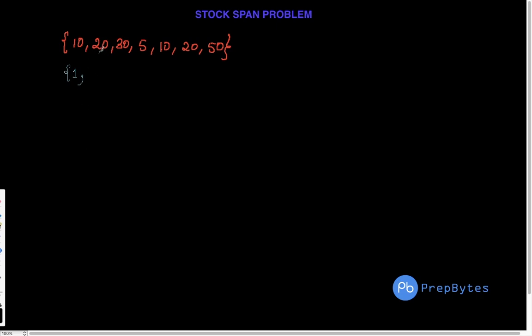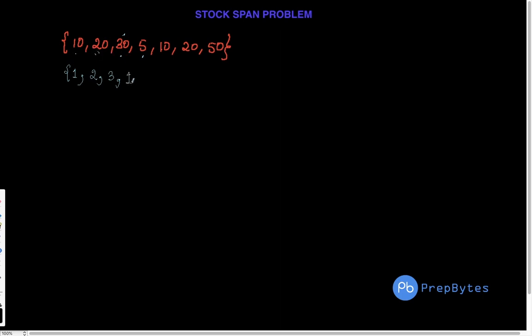So from 20 I'll go to 10. I'll check, obviously 10 is less than 20, so I'll make the span 2. Okay, so I come here, I check this and I check this. Both of them are lesser, so obviously I'll make it 3. Now I come here, I check here. As you can see, 30 is greater than 5. So obviously there's no reason of going back to these days and checking, because we are looking for consecutive days.